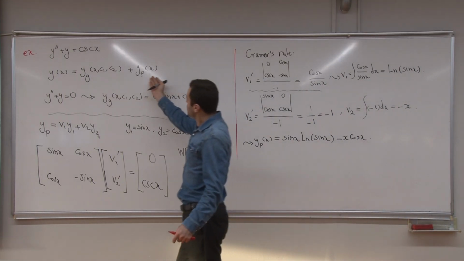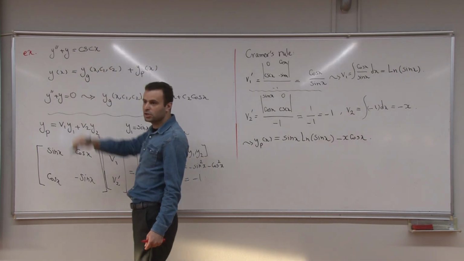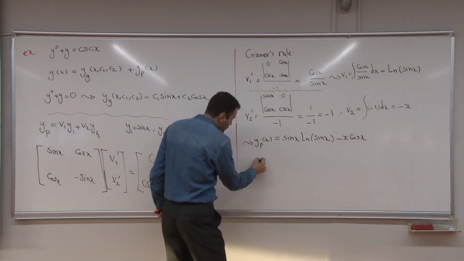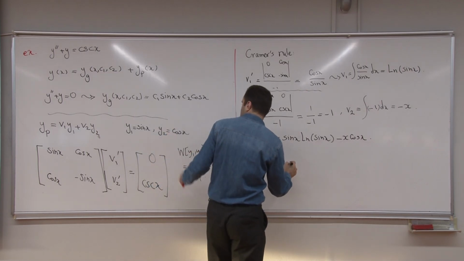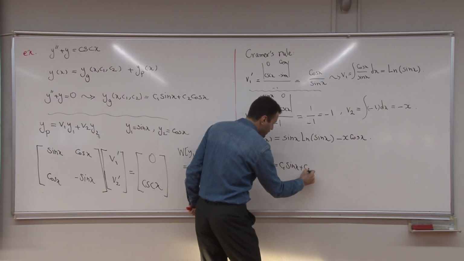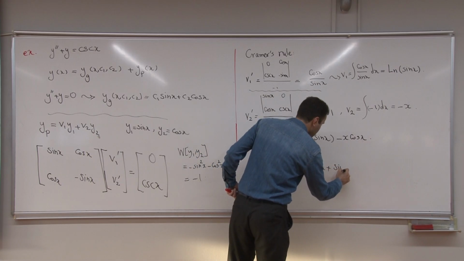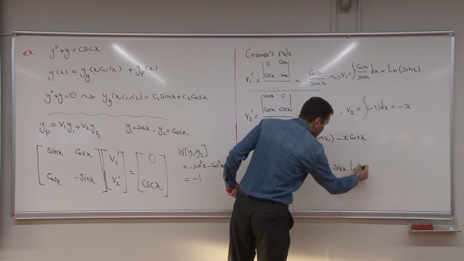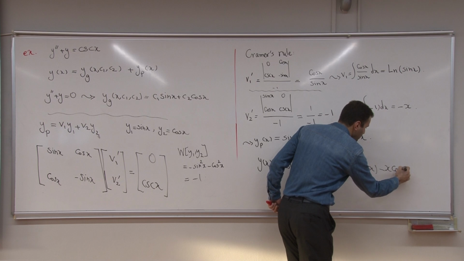So, what is the general solution of this non-homogeneous equation? Our solutions are C1 sine of x plus C2 cosine of x plus sine of x multiplied by ln of sine of x minus x cosine of x.